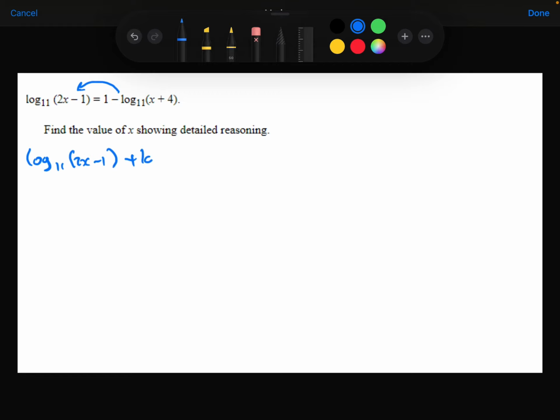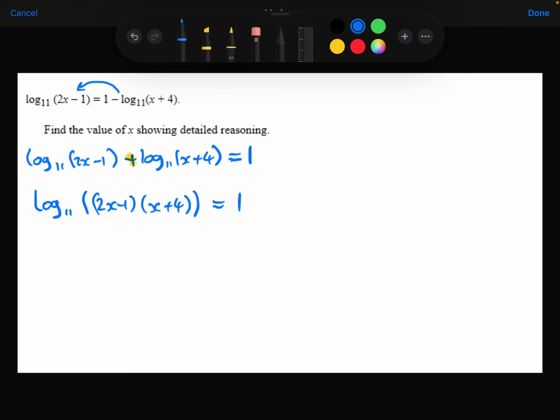So I'm adding the log base 11 of x plus 4 to both sides. The reason why I'm doing that is I can now use the laws of logarithms to group these two logarithms together. We're adding the logarithms together. So I'm going to use the multiplication law, where the insides are going to get multiplied together. Like that.